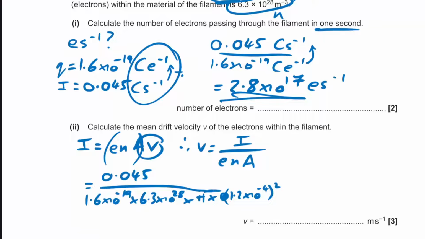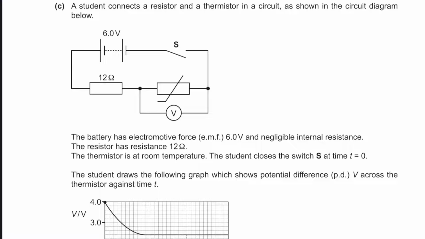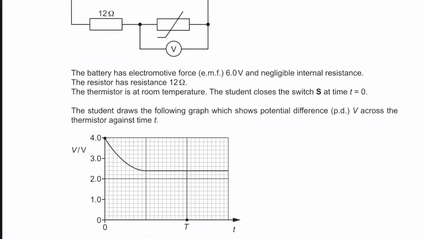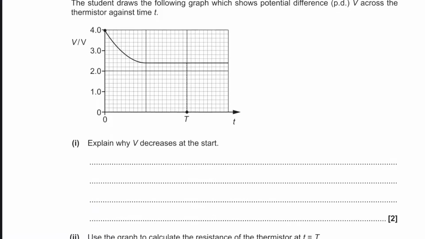So pop that all into my calculator. And that gives me 9.9 times 10 to the minus 5. That's my drift velocity, that many meters per second. C, student connects a resistor and a thermistor. Battery has an EMF of 6 volts. Student draws the following graph, shows a PD across the thermistor against time t.